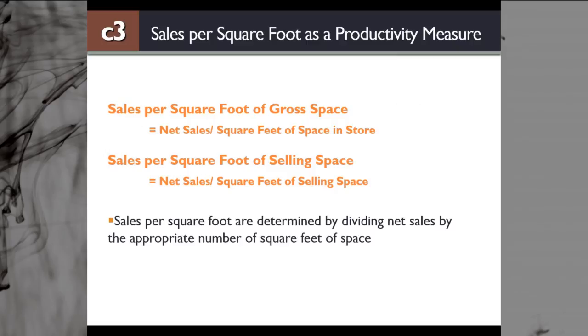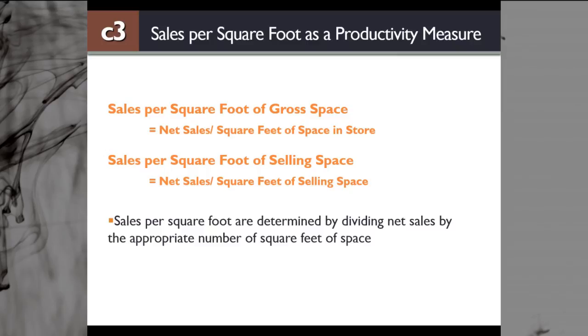When you talk about sales per square foot of gross space, you have to use the square feet of space in the store, that gross space. And you can also calculate sales per square foot of selling space. So you can calculate either one. Gross space includes both selling and non-selling places, and you can also calculate based on the selling space.